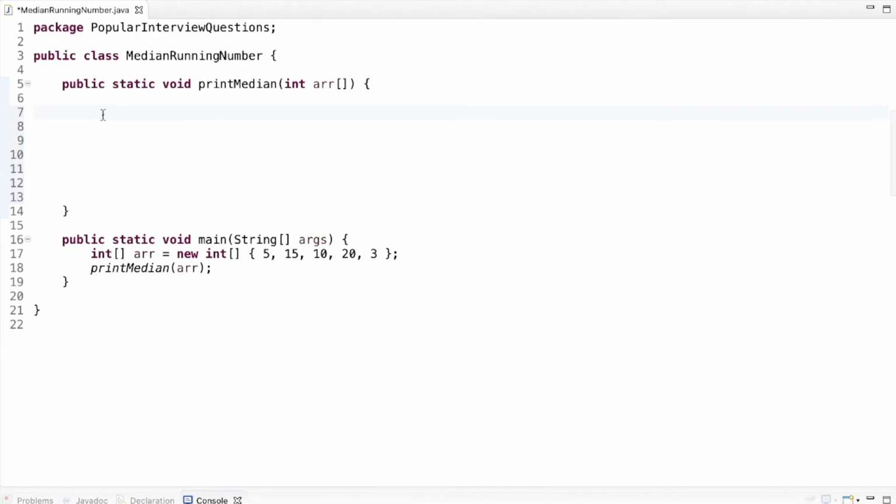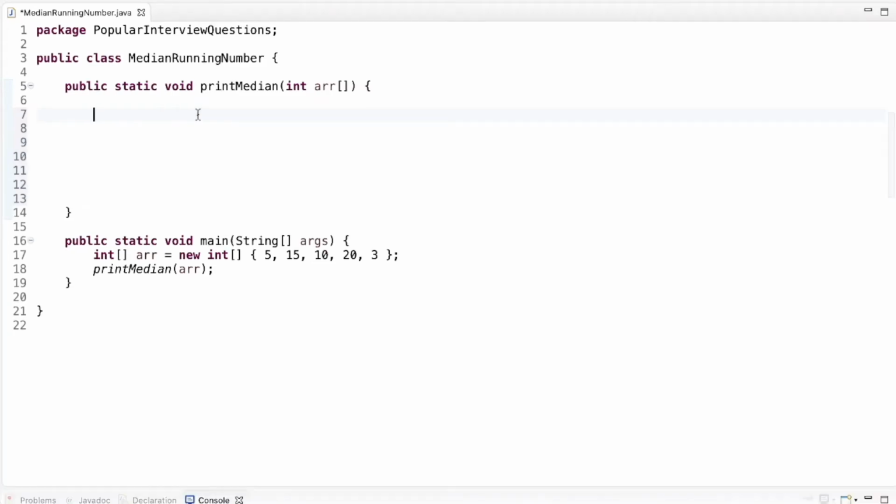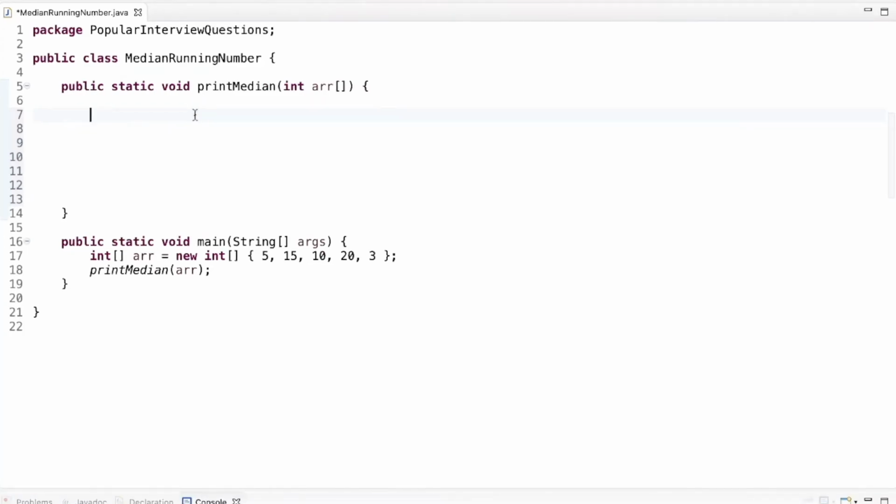The first thing we have to do is create two heaps. One is the max heap, which will consist of all the numbers in the lower half of the series, and one is the min heap, which will contain the upper half of the series. The easiest way of creating a heap in Java is by using a priority queue. So let's implement the two heaps.